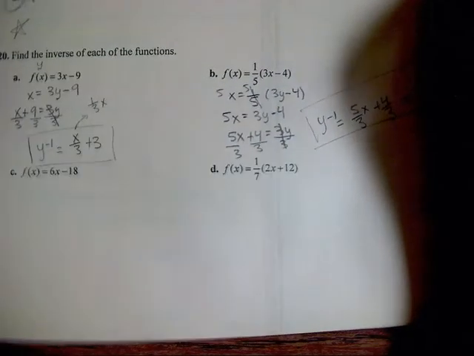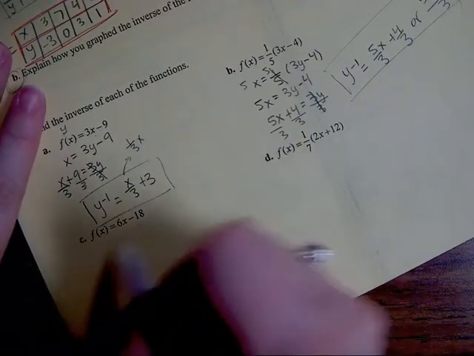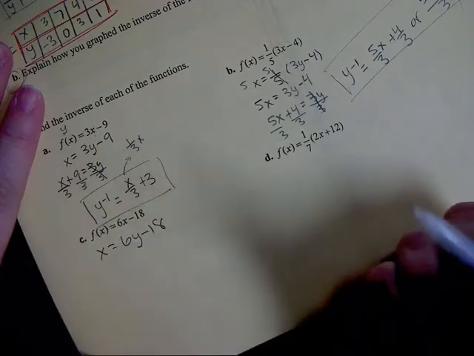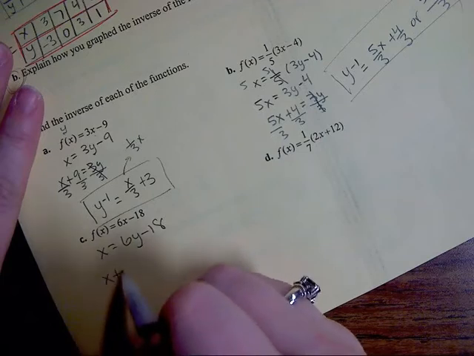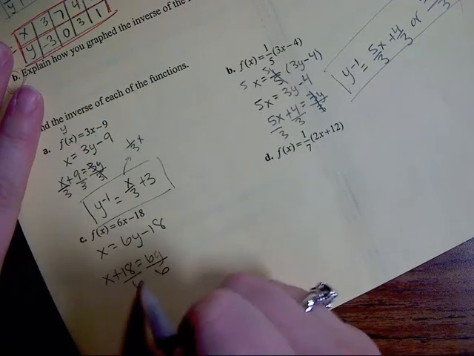Okay. 2 more, guys, and we're almost done. Here we go, part C. This is going to be x equals 6y minus 18. I've switched them. Now let's get y by itself. Add 18 over. And now let's divide each piece by 6.